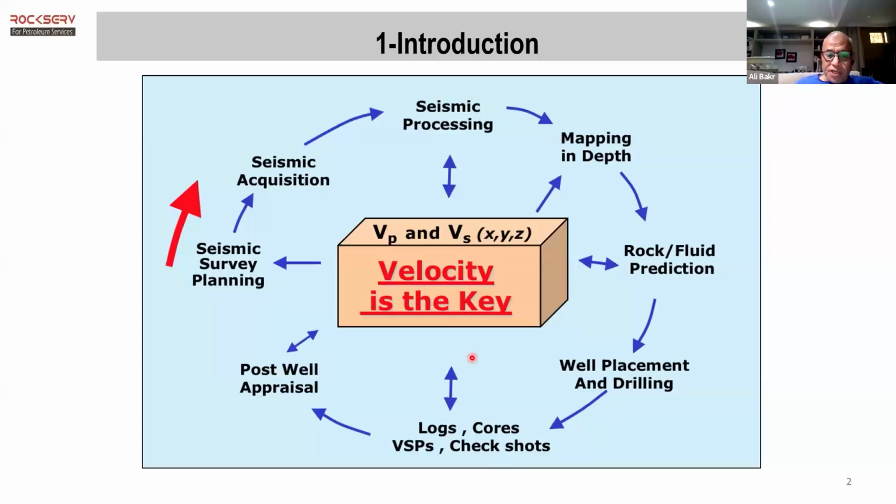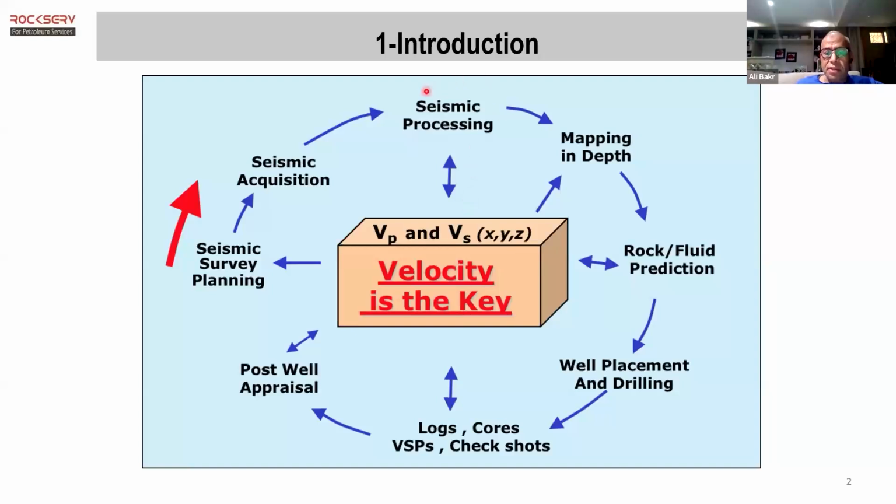In front of you, I've put one of the AAPG and SEG cartoons about velocity as a key. Here I'm putting VP and VS, directly related to the velocity of the shear waves and the velocity of the P waves, both of them together. In most of our work, we are not using the VS, only for the DHIs and AVO. But in most of the work, we're using the VP most probably.